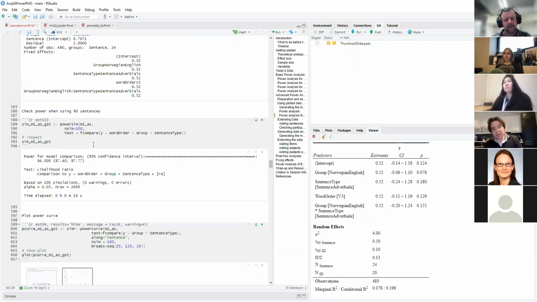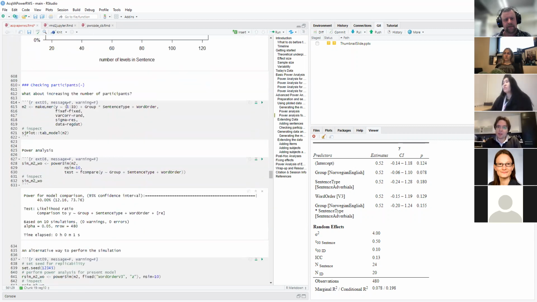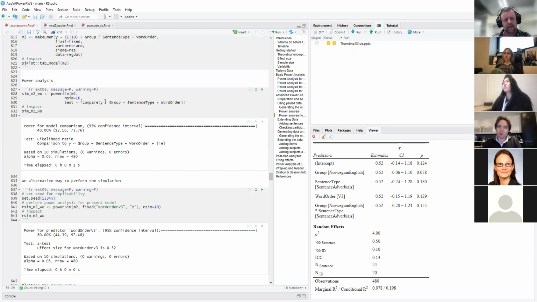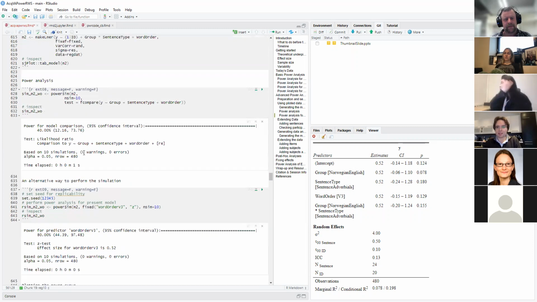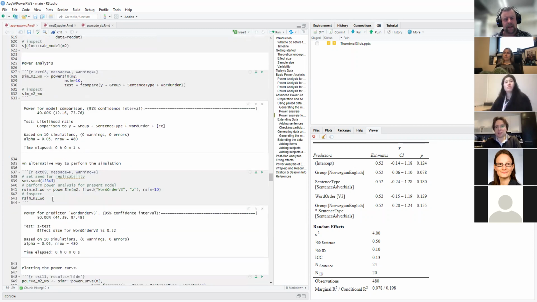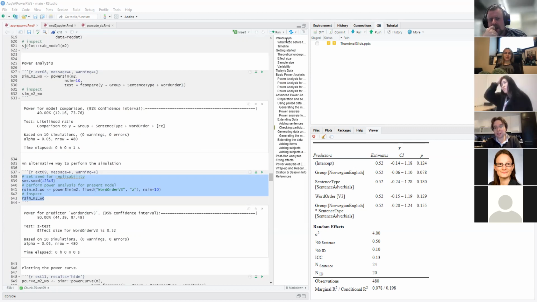And I should also mention one more thing. There was a paper, I think in 2017, about, so you probably know about this recommendation to keep things maximal. Yes, maximal random effect structure. It actually turns out that has costs for power. If you include a really complex random effect structure, the power actually goes down. It doesn't go up.